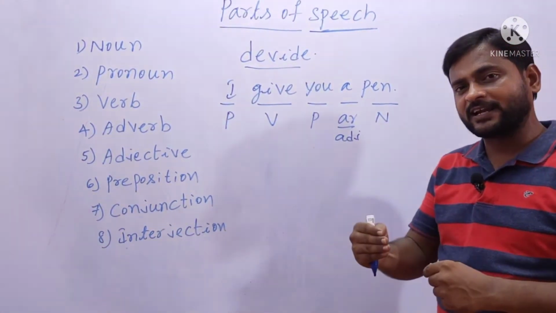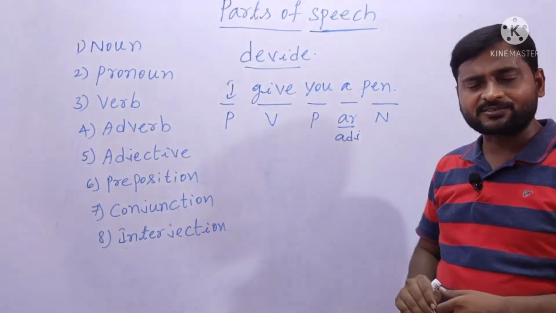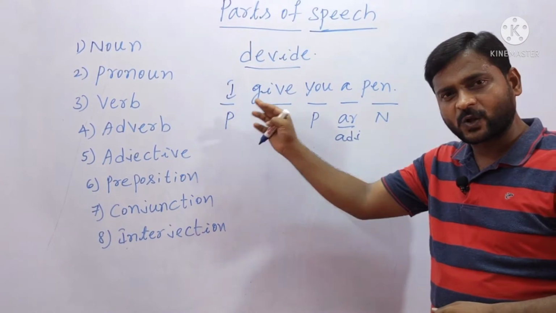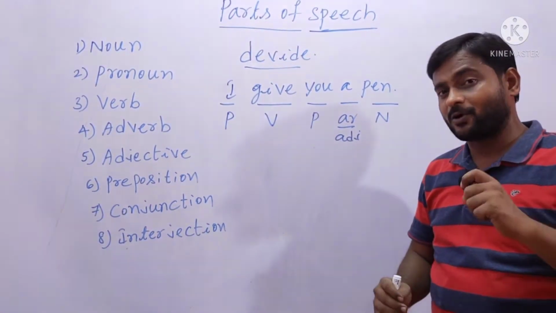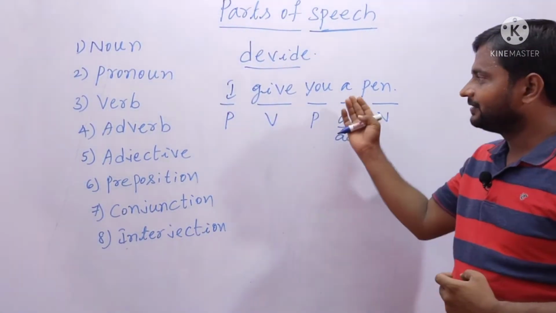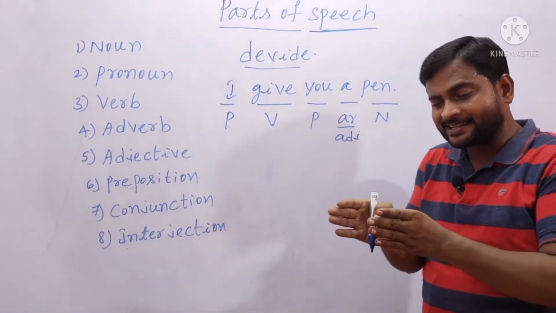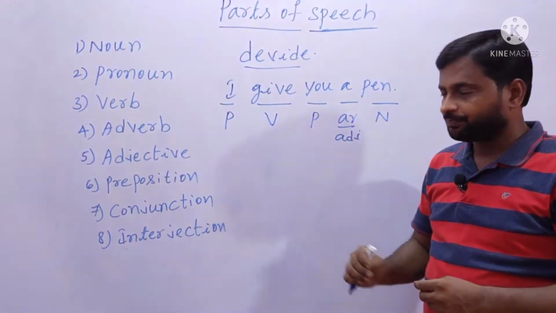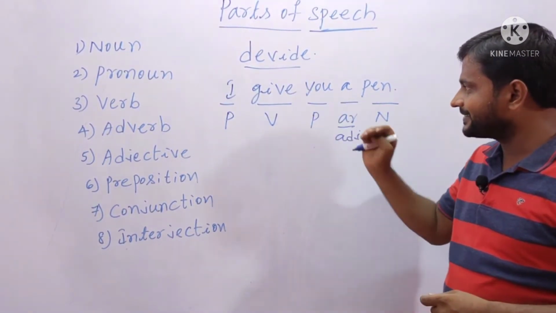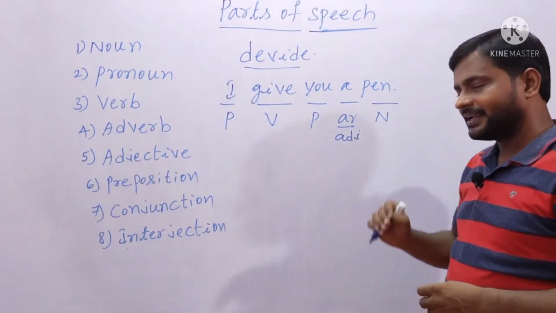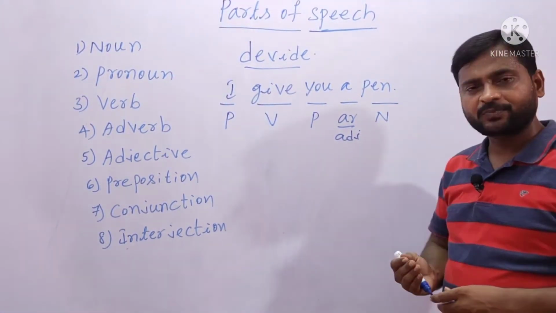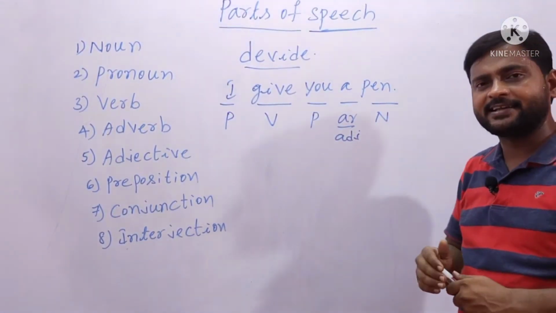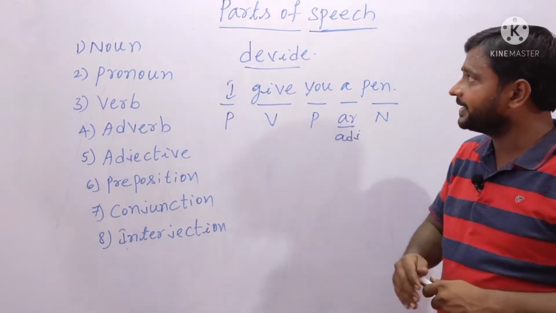What do you understand here by following the parts of speech? Yes, the importance of the word in the sentence is called the parts of speech. The importance of the word in the sentence is called the parts of speech. Why do you take it as an importance? Now you see, I is a pronoun, give is a verb, you is a pronoun, a is an adjective, pen is a noun.